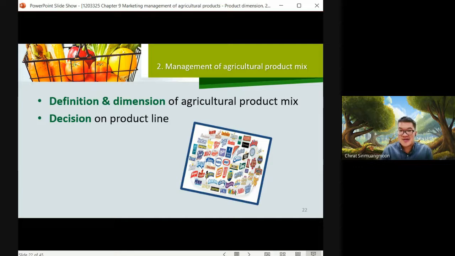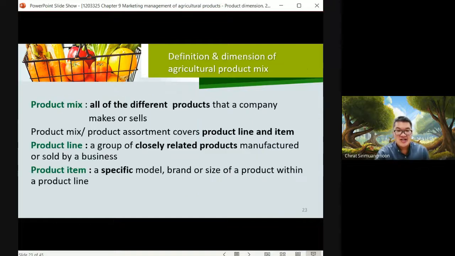Then the second main topic is the product mix. I will provide the definition, the dimensions, and also the decisions on the product line. So what is the product mix? Product mix is all the products that a company has and wants to sell. In this case, everything is combined together to be the product mix. Sometimes we call it product assortment. Product mix needs to combine two things together, which are product line and product item.